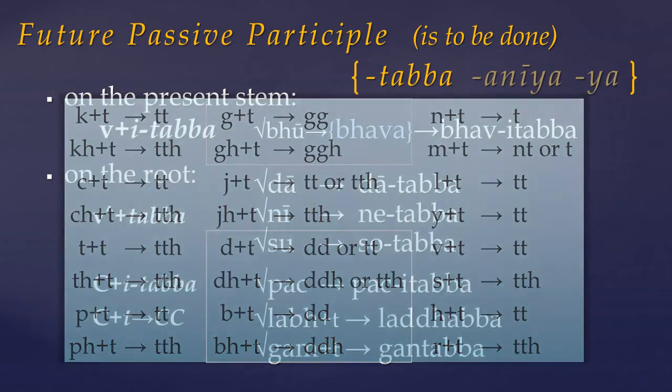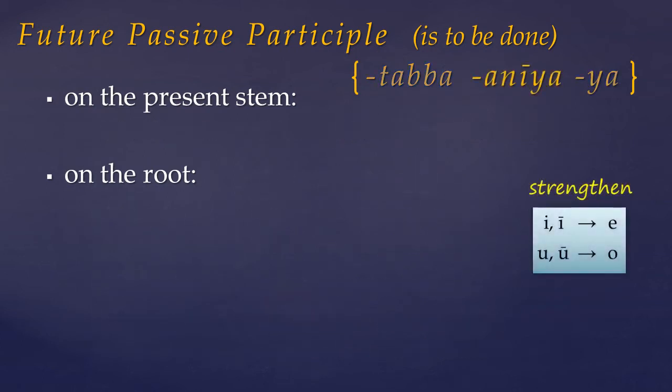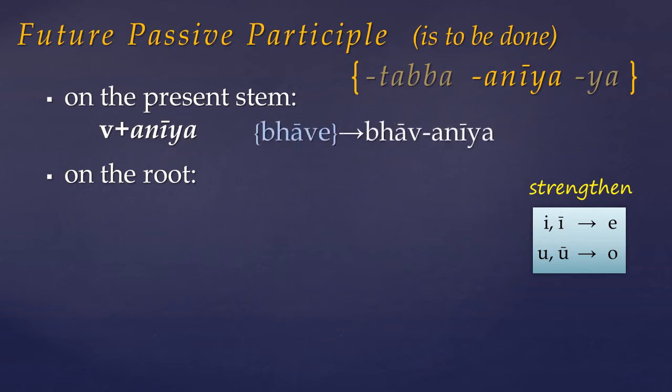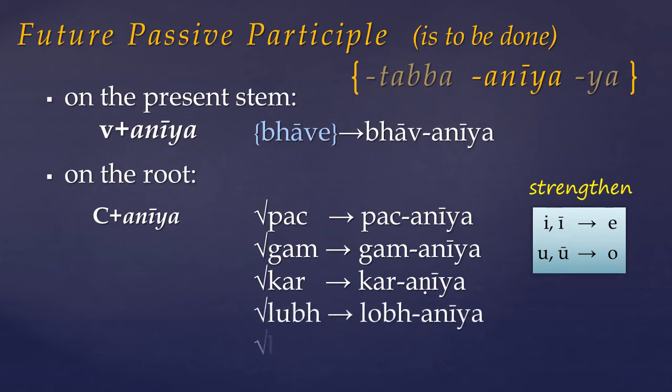Now, tabba is the most common affix, but aniya is also often found. This, I think, is only applied to verbal roots, but the affixes are also applied to the causative verbal base, and this can appear like a present stem. So, to the root it's added directly. Sometimes when added to roots ending in an r, the n of aniya becomes retroflex, and some roots also undergo vowel strengthening.